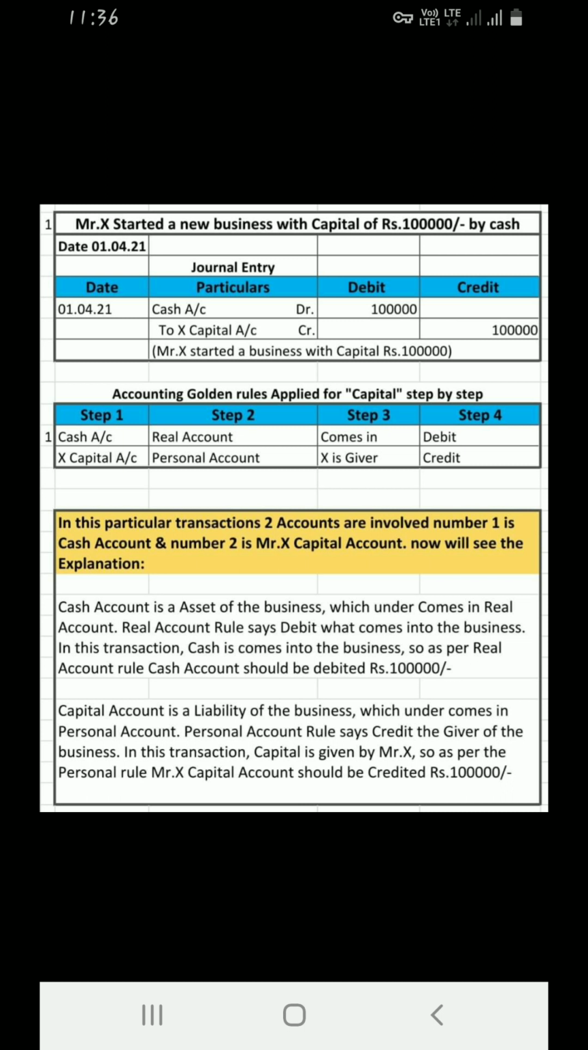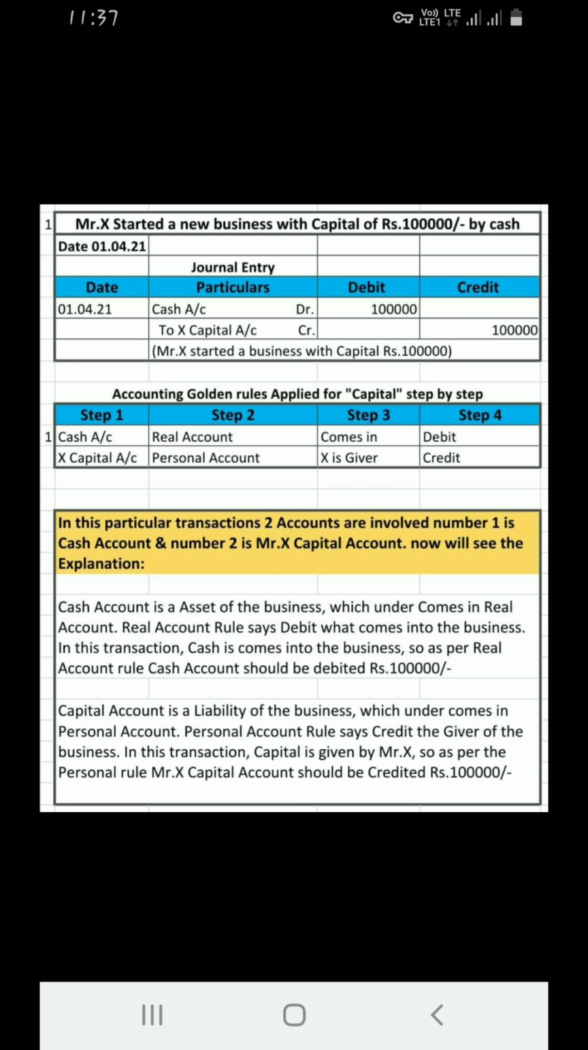So, as per the personal account rule, Mr. X capital account should be credited. So, as per the personal account rule, credit the giver. Here, Mr. X is a giver. So, as per the rule of personal account, Mr. X capital account should be credited rupees 1 lakh. Okay friends, I hope you understand this.